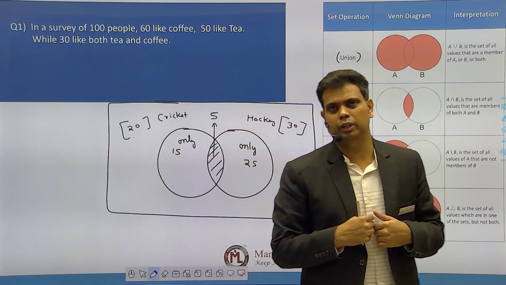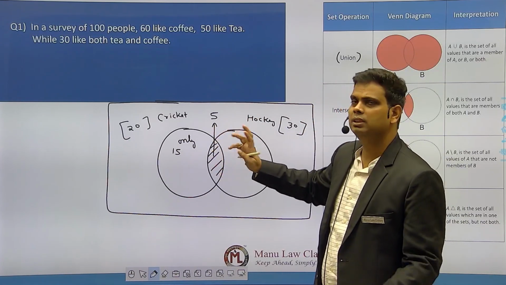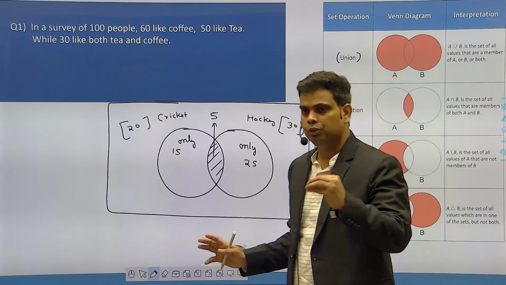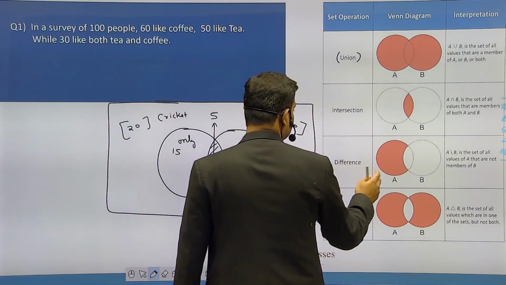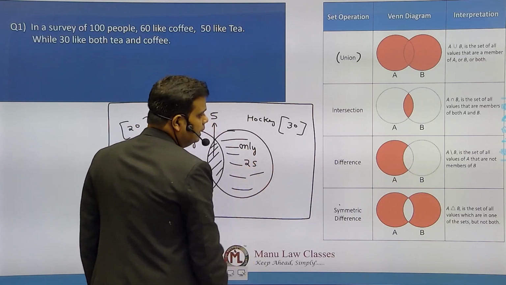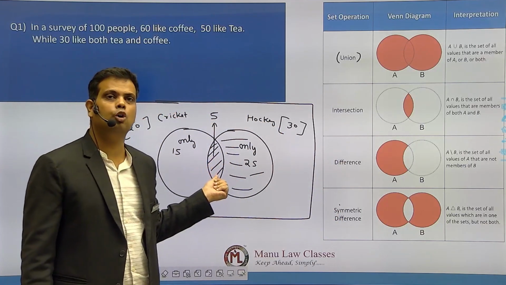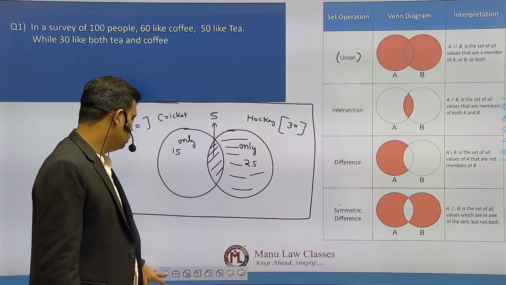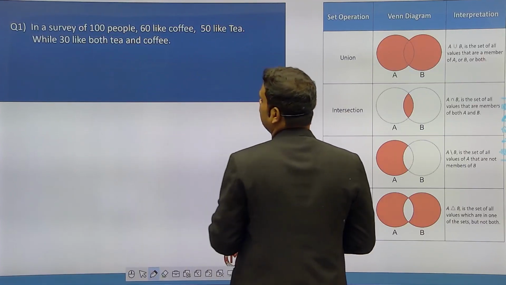Similarly, talking about the intersection, what I said, 5 players play both, that's the intersection part, meaning they will be common in both. Now coming to the differences, this part only is the difference. Alright, again these are the symmetric differences, it means you have to exclude the common part. It's the basic structure of what we have studied here. Now let's come to some good questions.